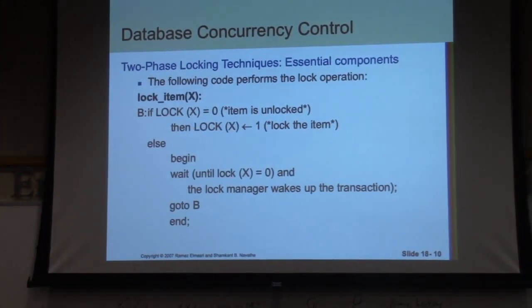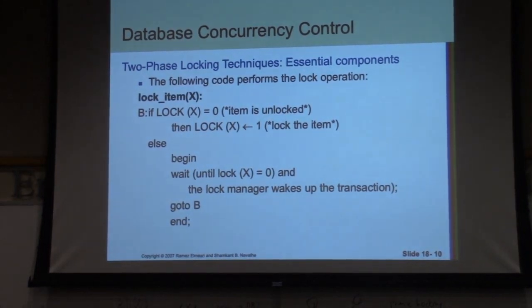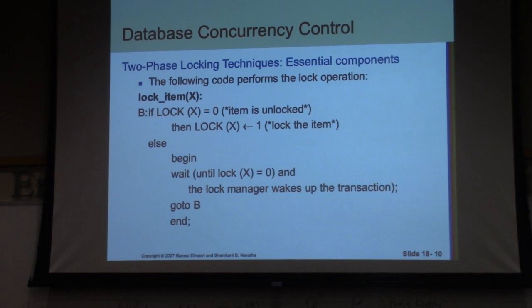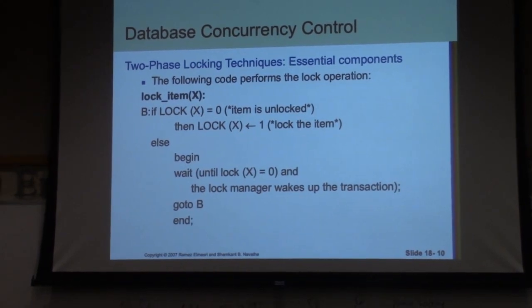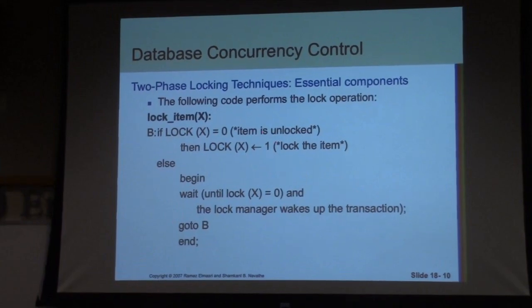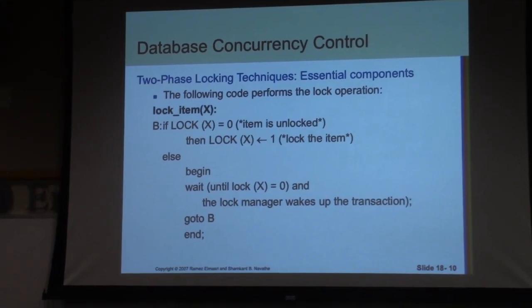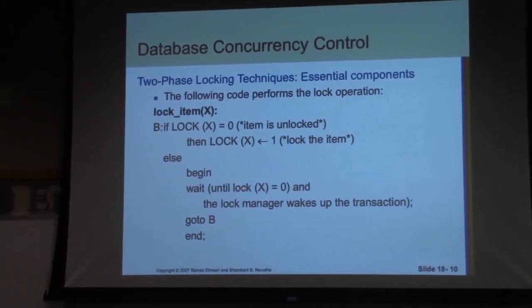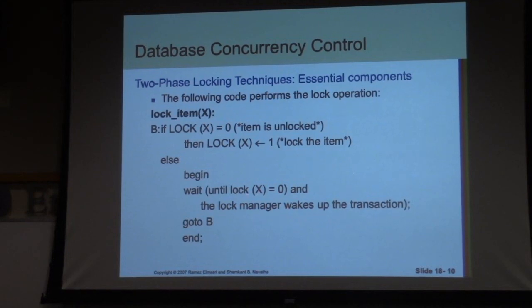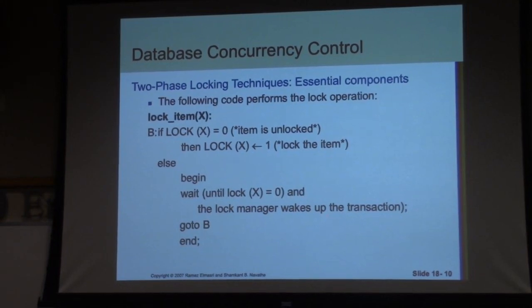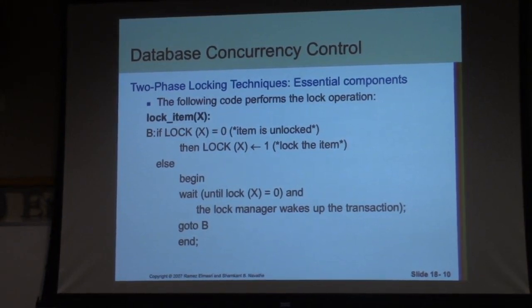So this is pseudocode for how you can design and create the lock manager, including such operations as lock item. When you lock, if nobody uses that item, we can increase the count by 1, which means it's locked. Otherwise, you can wait until the lock count is 0. So you keep checking whether this one is available.